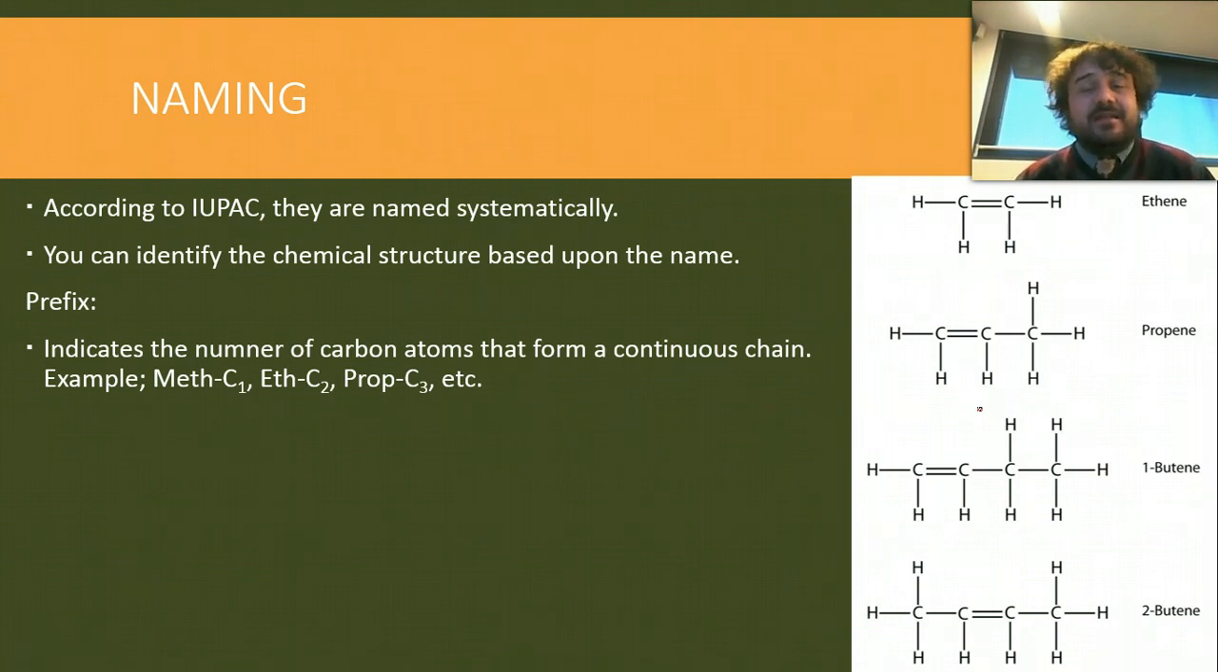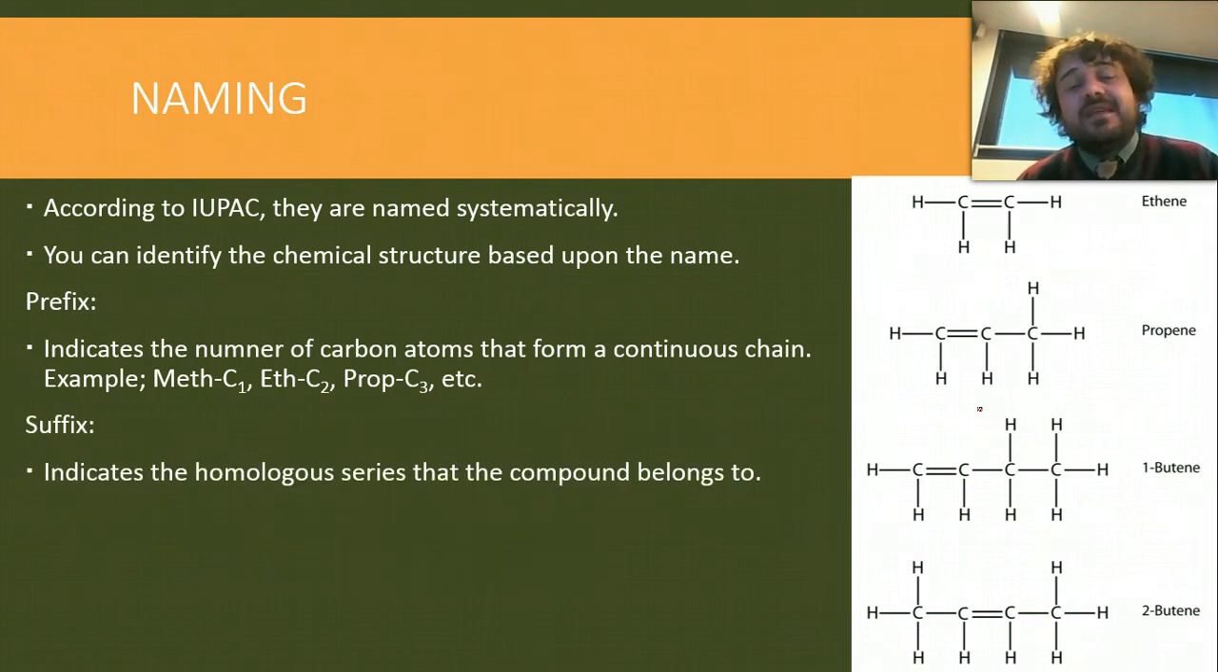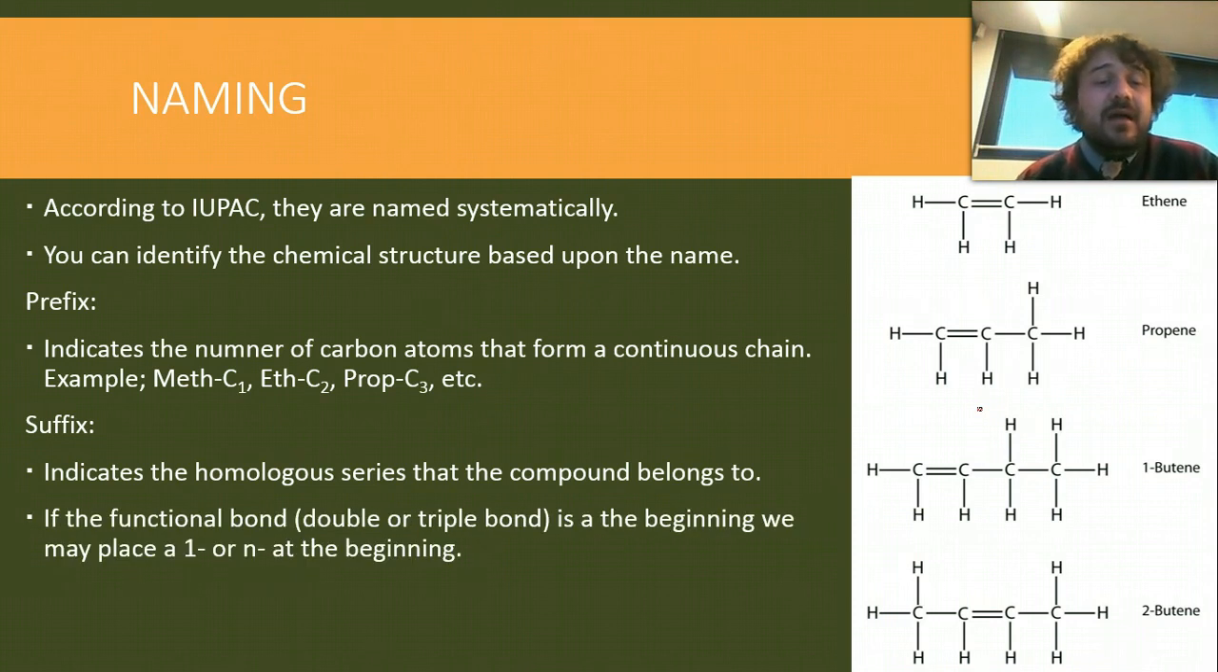Butane, pentane, hexane, heptane, octane, and that's up to 8. The suffix indicates the homologous series that it belongs to: ane, ene, yne. So if the functional bond is a double or a triple, if it's at the beginning, we can place 1 or n at the beginning of the word.